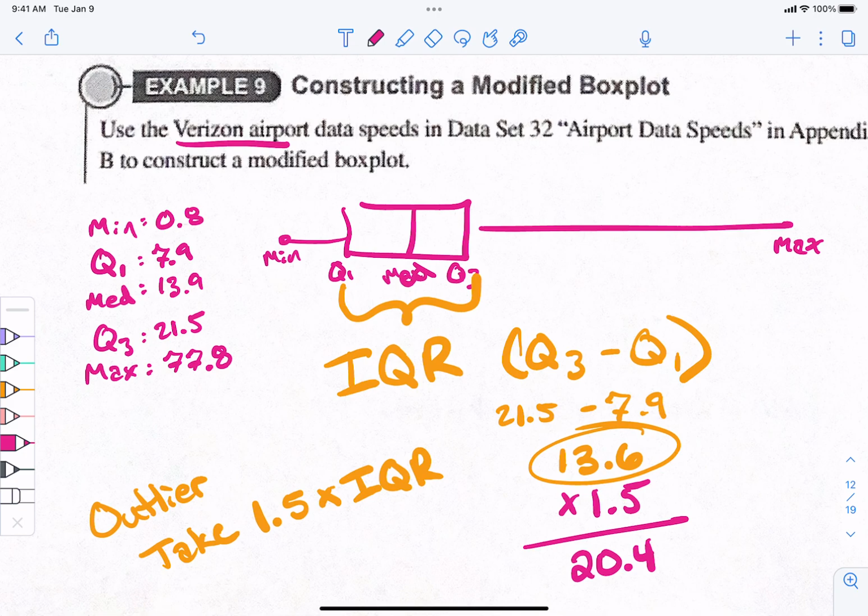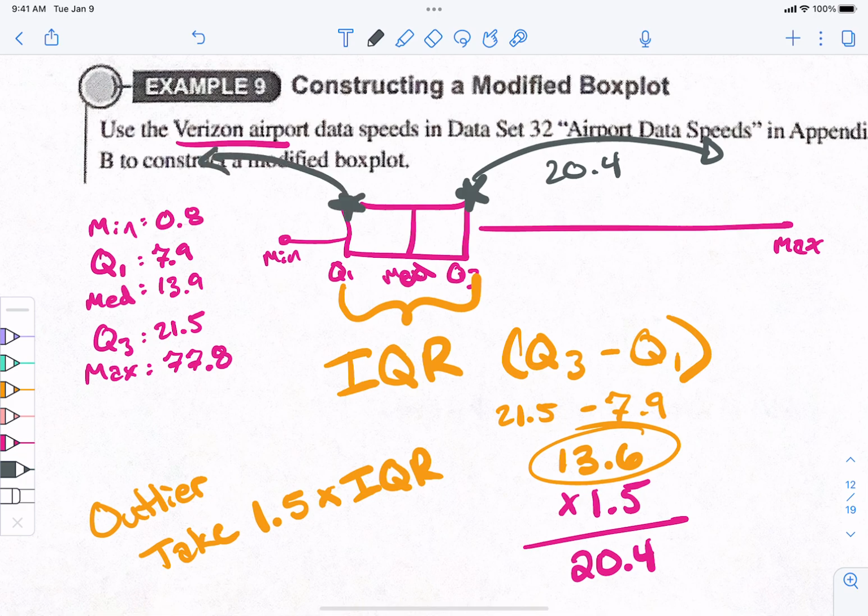Are you ready? Here is the rule. We start at this point and we add 20.4. And we start at this point and we subtract 20.4. And if we have a number that lives outside of this range or outside of this range, that is considered to be an outlier. Okay? In this case we won't have a minimum outlier, but you can, right?